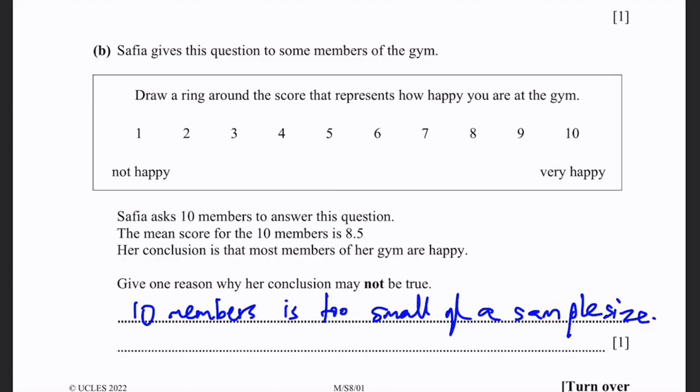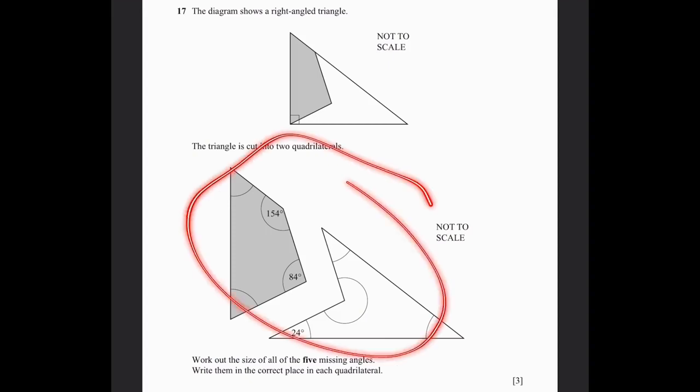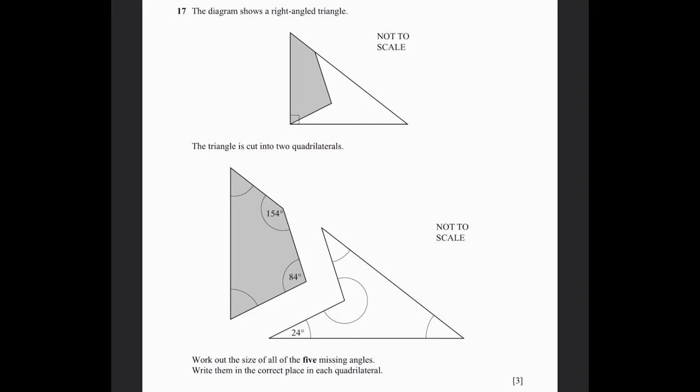Question 17. The diagram shows a right angle triangle. Triangle is cut into two quadrilaterals. Work out the size of all 5 missing angles. Write them in the correct place in each quadrilateral. So well, let's first find this one. We can see that if these two were connected before like that, the full thing would be 180 degrees. So this is 180 minus 154, which is 26 degrees.